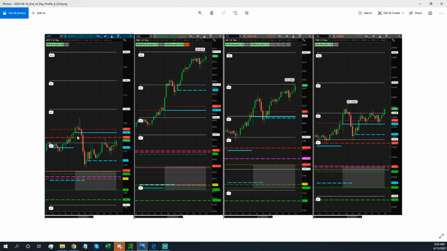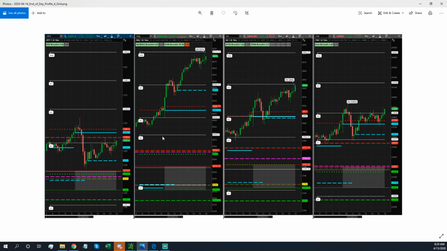So you can see that the Russell came down, pretty much tagged value area high, and then went back up. But it really didn't get out of yesterday's range. Most of the action was below the bell open, and it really had no traction above the overnight high, right? It didn't get back into yesterday's value or anything like that.